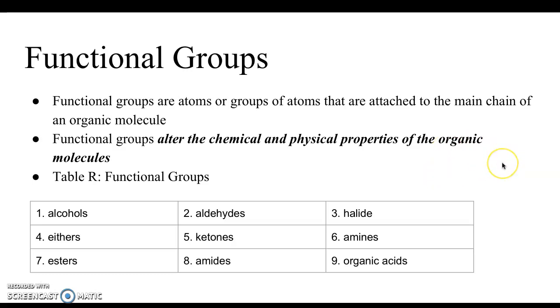Any of you who are going into college or AP Bio over the next couple of years, you're going to see a lot of functional groups. But table R contains your functional groups, and as you can see, there's about 9 of them that we're going to go over.